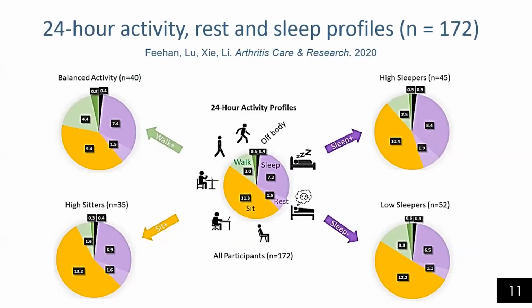Now, one challenge for health professionals to tailor physical activity recommendations is the fact that people spend their time in different ways. For example, this is a study led by Dr. Lynn Feehan with our group, analyzing the 24-hour profile of people with arthritis who were eligible for our physical activity counseling studies. Our eligibility criteria were quite comprehensive.